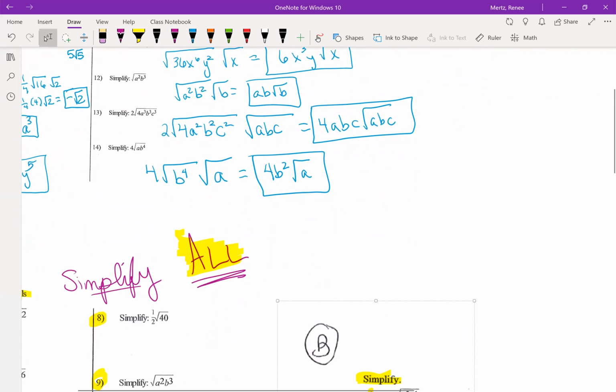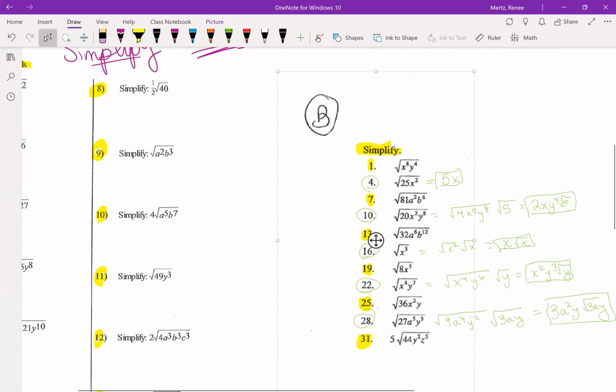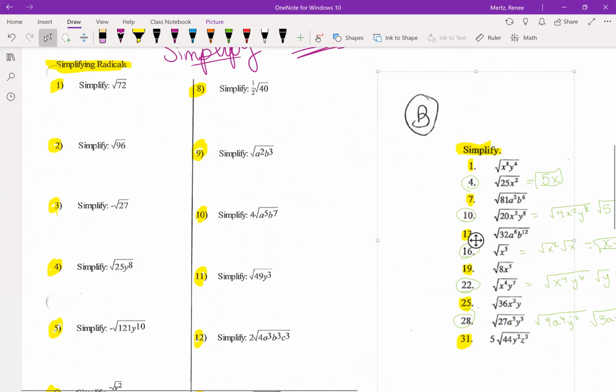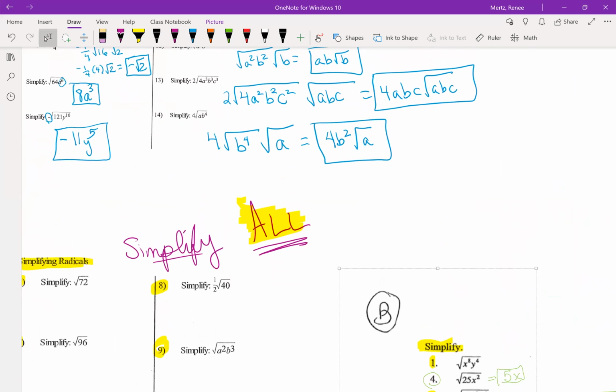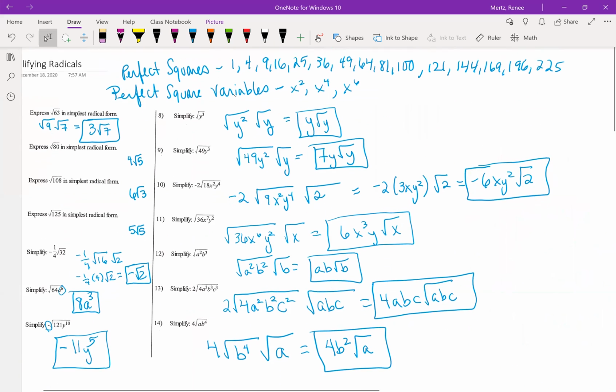Please try these. I did some of your examples on the other one. You're going to do all the highlighted problems. Try those, check your answers, or let me know when you finish both pages and I'll send you the answer key.